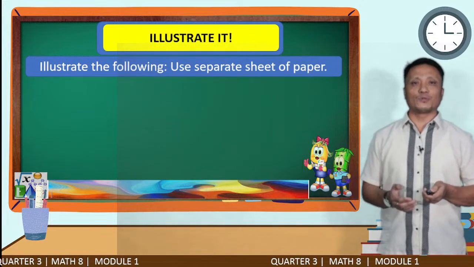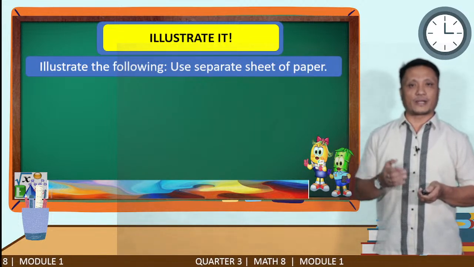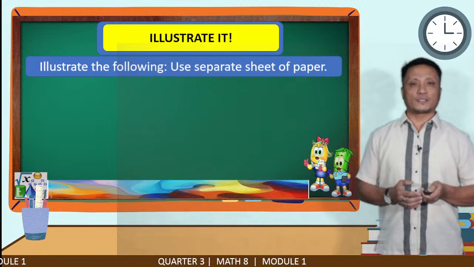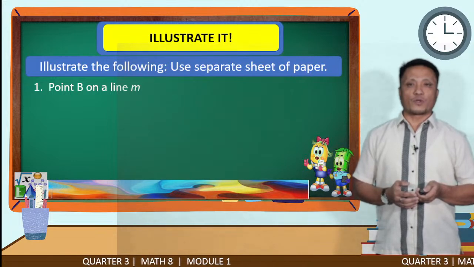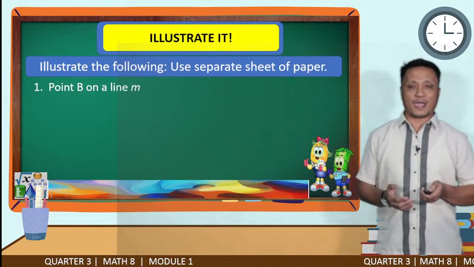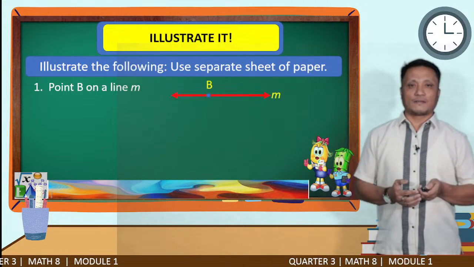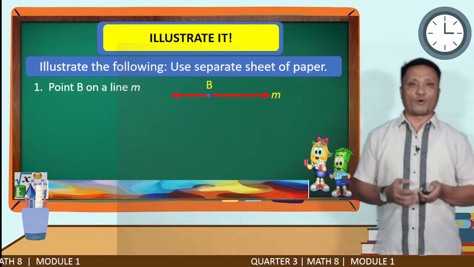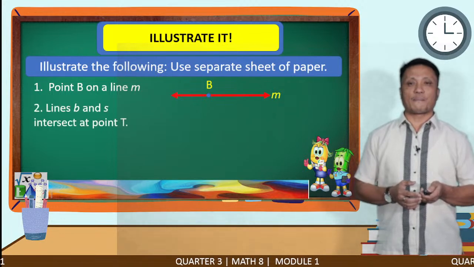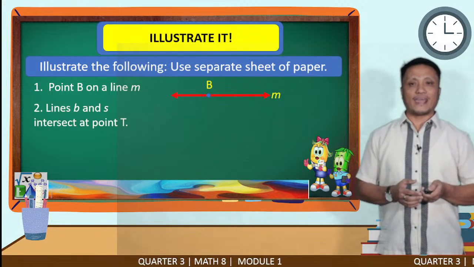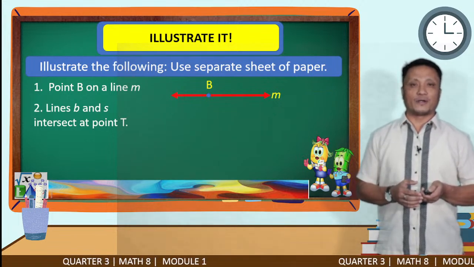Now it's time to do the next activity, which is called illustrate it. Illustrate or draw the following. Use a separate sheet of paper. Number 1, you're going to illustrate point B on a line M. How do we illustrate this? This is the figure. Point B, which is on the line M. That's very easy. Number 2, lines B and S intersect at point T. I'll give you time to draw this in your answer sheet.